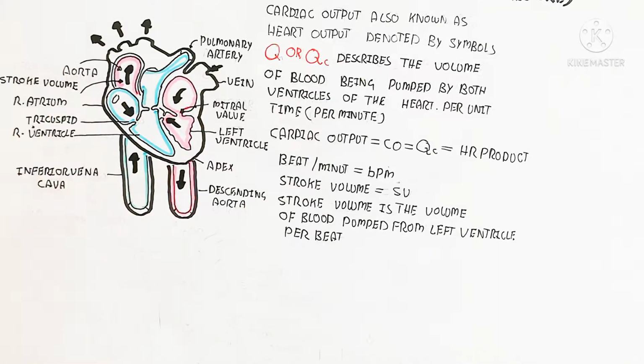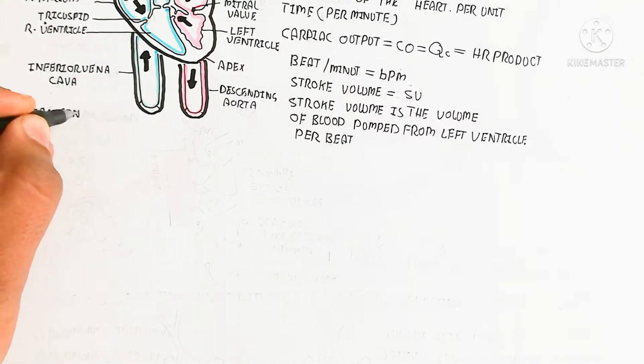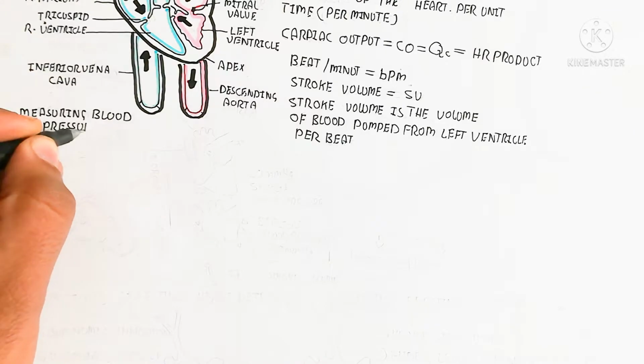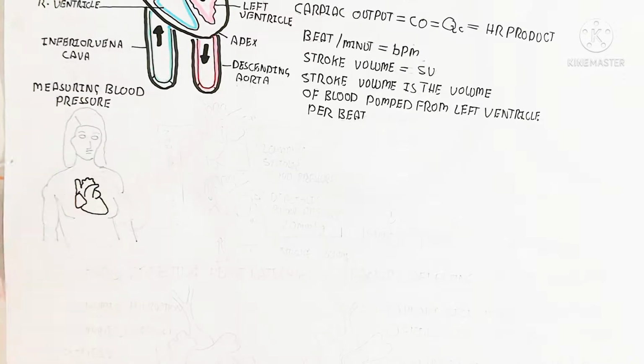So remember, this is stroke volume, due to the ejection of the blood, and the bigger size of the heart will produce more stroke volume. So remember and keep understanding.